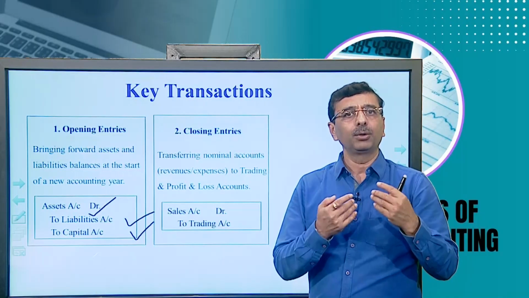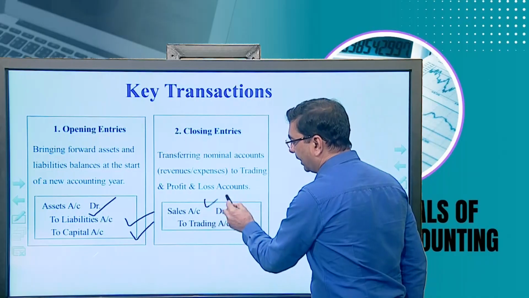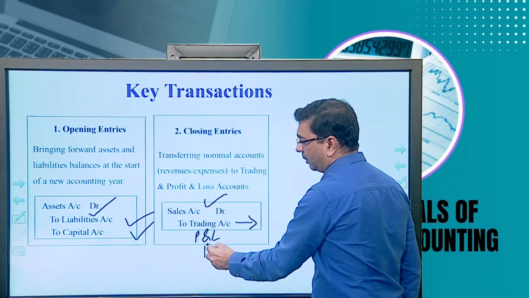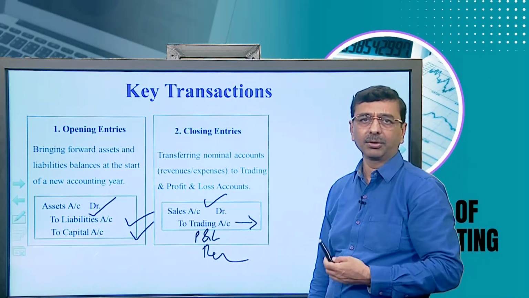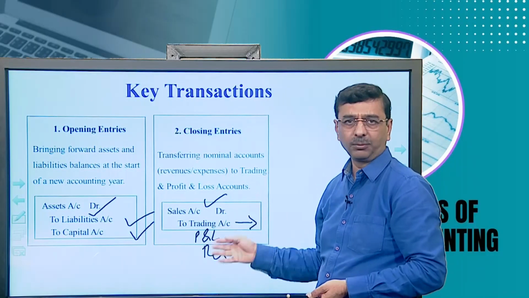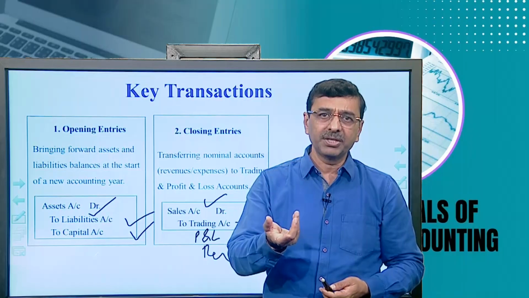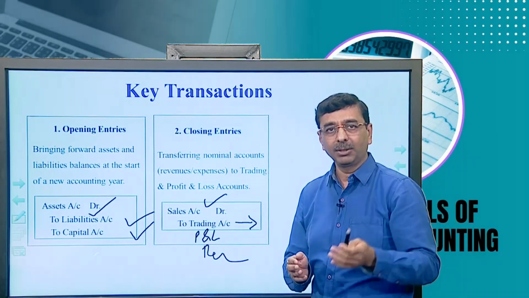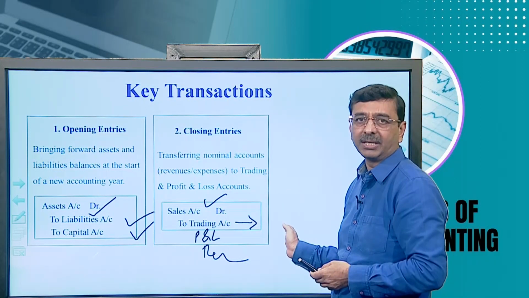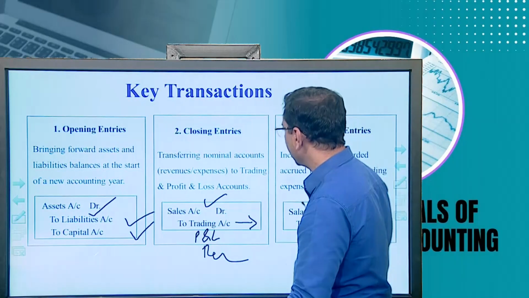But when you are actually closing down the sales account and transferring it into the revenue account, sales will be debited, and the trading account, or if you are preparing a P&L account or a combined revenue account, the sales account is debited to the trading account and P&L account, wherever you are transferring the sales account. Suppose you are closing the purchase account, the purchase is debit, but you are transferring it into the trading account, so trading account debit to purchase account. This is the closing entry of the transaction. Now third is the adjustment entry.